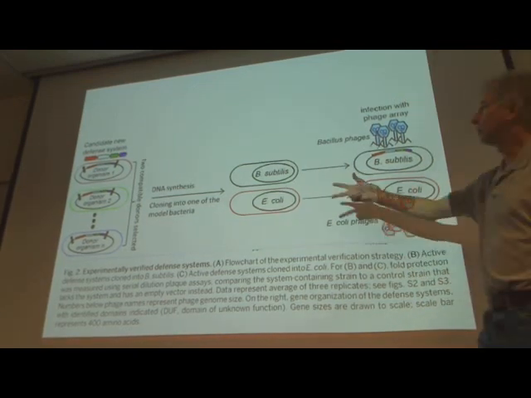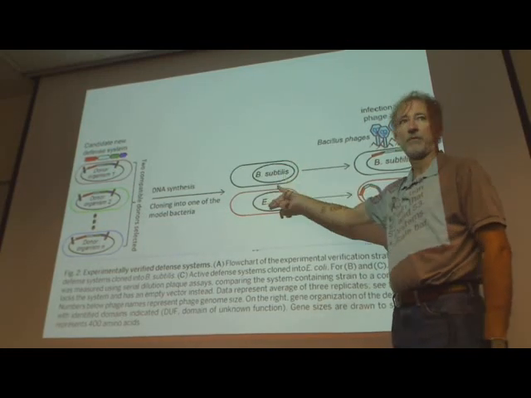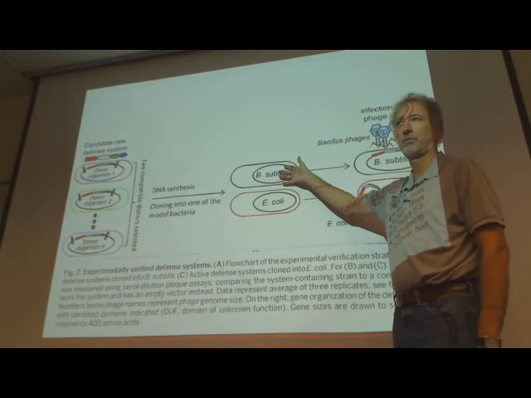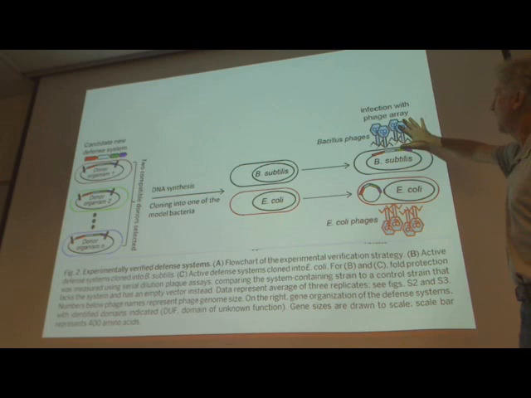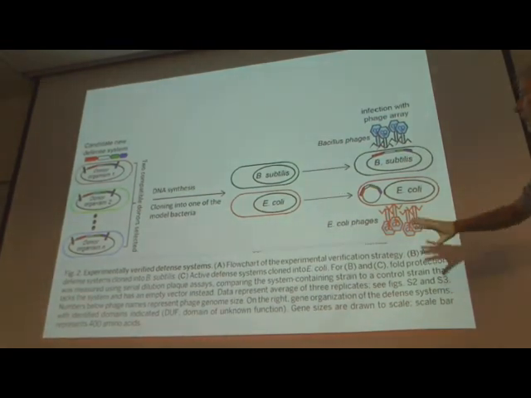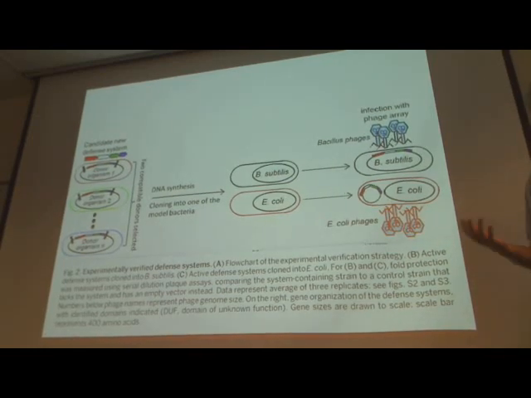Now, why do it in both Bacillus and E. coli? Because these have very different phage that infect them. The gram-positive phage are quite different, generally speaking, from traditional bacteriophage. And so they challenged the Bacillus subtilis strain with a bunch of Bacillus phage and the E. coli one with a bunch of E. coli phage and see what happens.